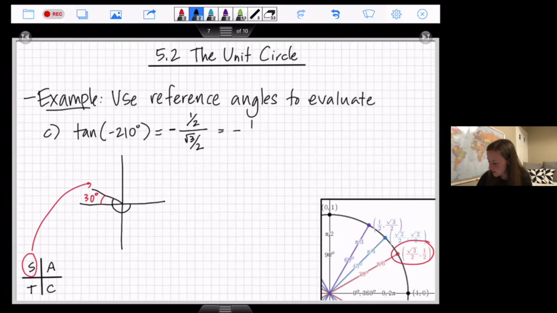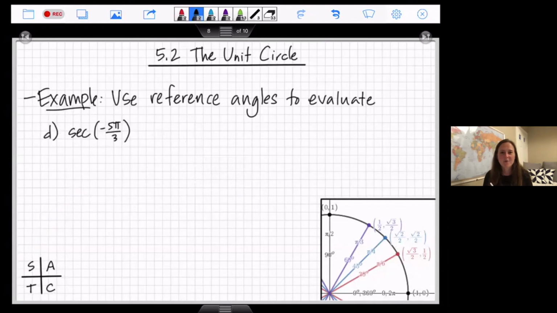So I'm going to put a negative sign out here and then do the fraction division. So I've got negative 1/2, keep, change, flip the second and multiply. My 2's will cancel and I get negative 1 over the square root of 3. Okay, if you feel like rationalizing that, go ahead. If you have no idea what I mean by that, then don't worry about it.